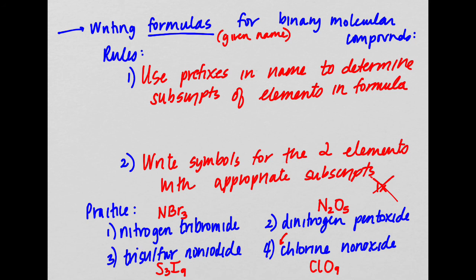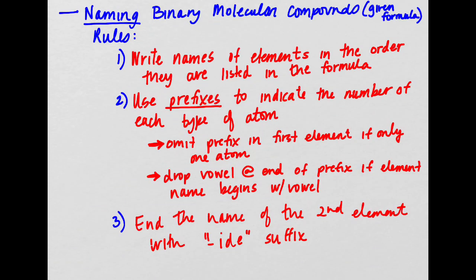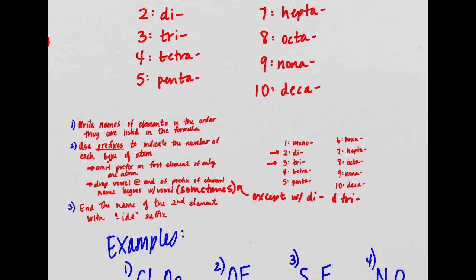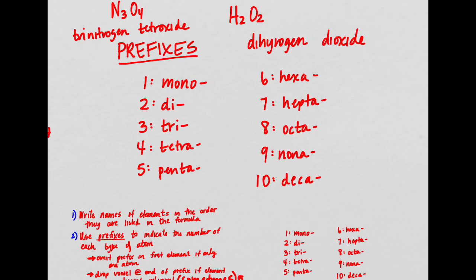Okay, so these are the rules for writing the names and the formulas for binary molecular compounds. You're going to need to understand and memorize these rules, and definitely memorize these 10 prefixes. You're going to need to have those in your brain for the quiz.